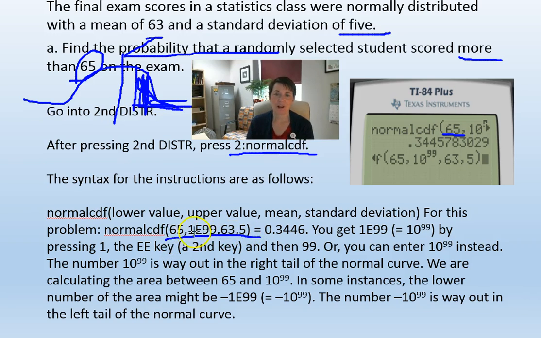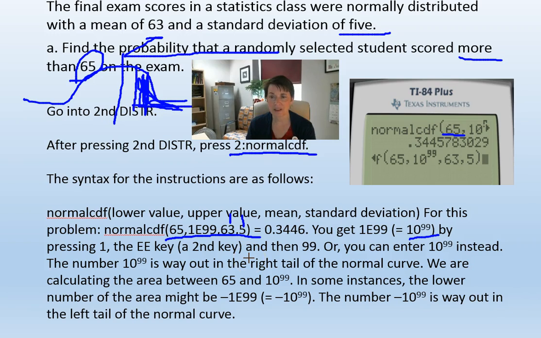And then we put in exponential notation. You can put it in as 10 to the 99th power. What we're saying is just some large number out there, so they usually use this as a standard large number. You can enter 1E99, meaning 10 to the 99th power. Then you're going to put in the mean and then the standard deviation.